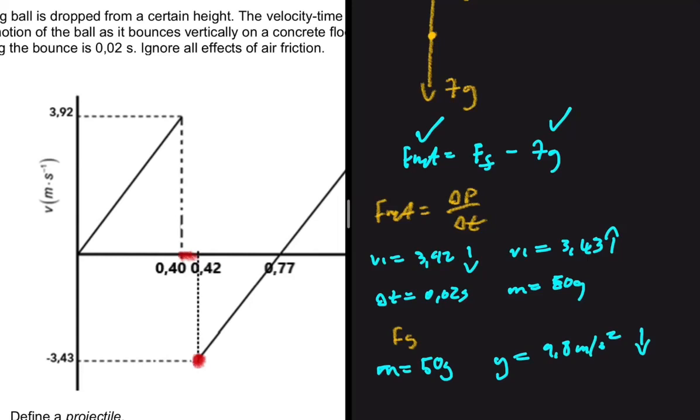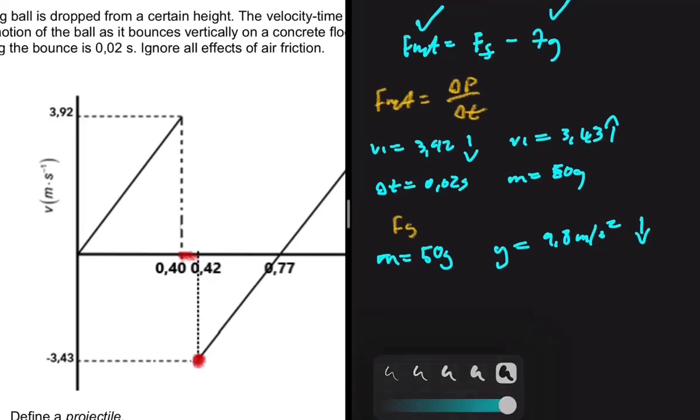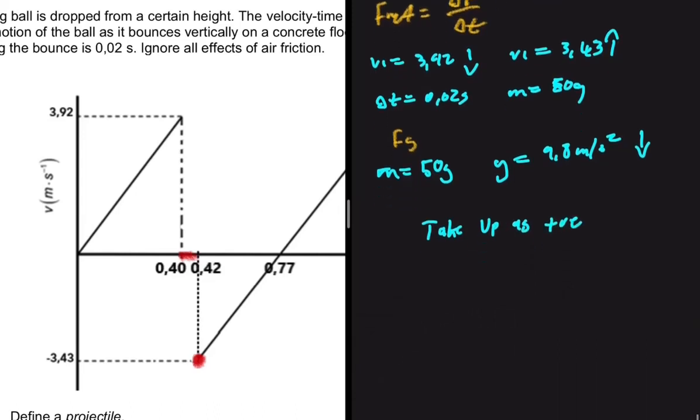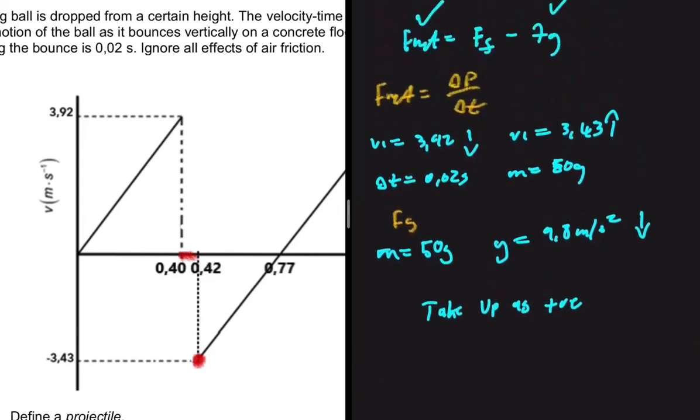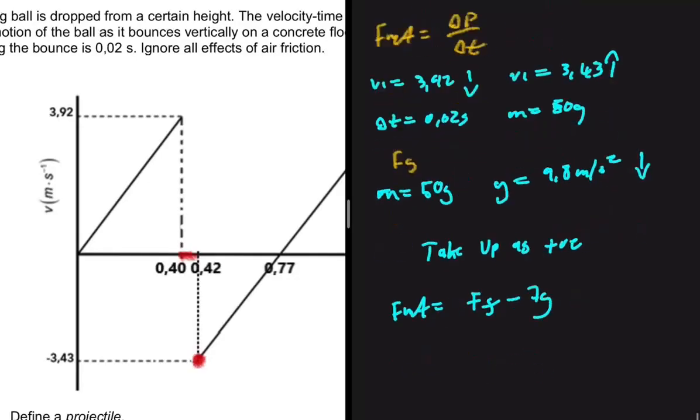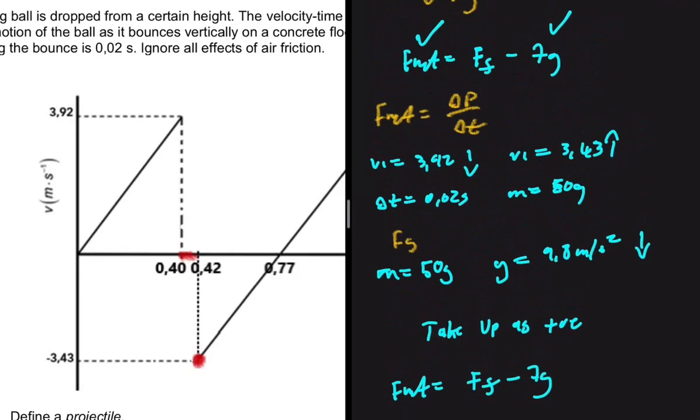So which direction do we want to take as positive? Let's take up as positive. It is just common sense. So in place of F net, let me just write our equation down again. F net is equal to the force applied by the floor minus Fg. So in place of F net, we can put the rate of change in momentum, right?